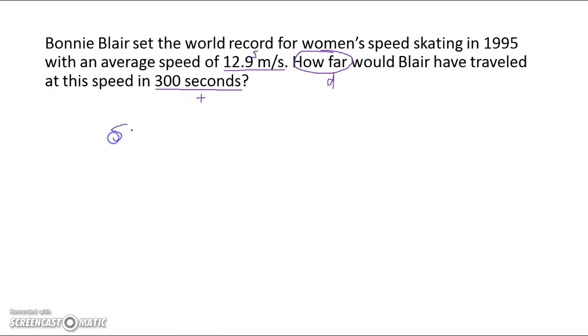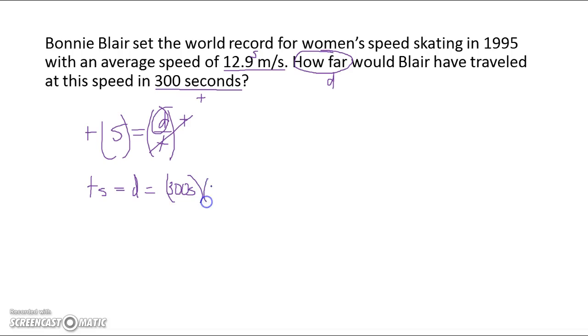So we know that speed is equal to distance over time, or velocity is equal to distance over time. We've got to get d by itself, so we've got to multiply both sides by t, which will cancel the t on this side. So t times s is equal to d. Okay, and then now we have to plug in. So for t, it would be 300 seconds. And we're going to multiply that by the speed, which is 12.9 meters per second.